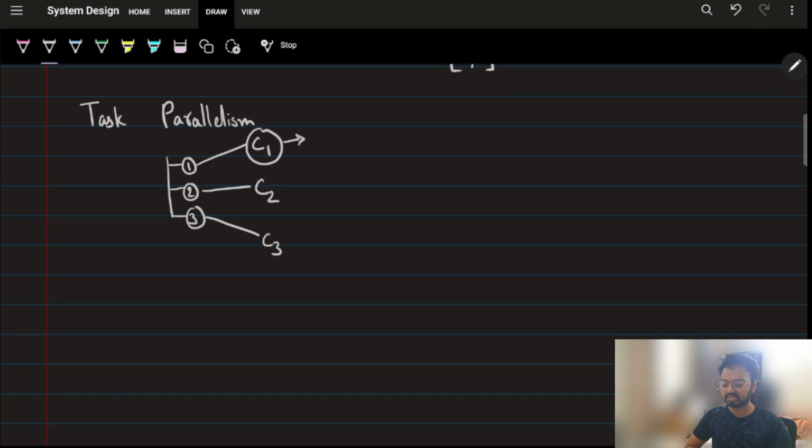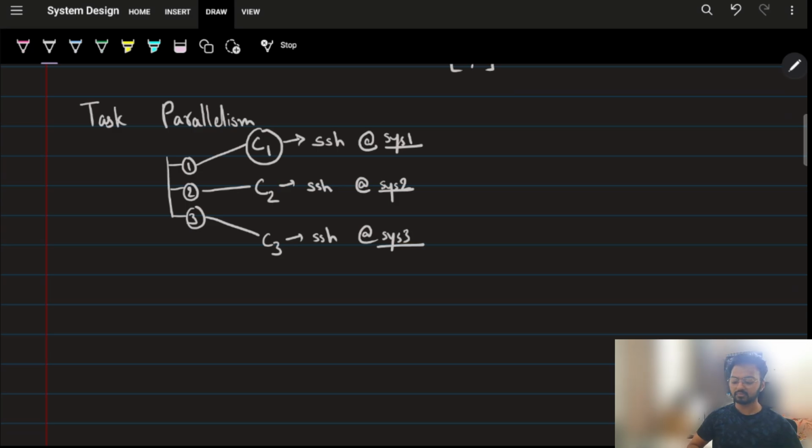So you see, there is a system. Let's say it has an SSH connection with some IP address. This is another system with another IP address. Say this is system 1, this is system 2, and you are doing this over system 3. This is the classic example of task parallelism, where you may have a web server handling several user requests at the same time, where each request is processed by a different thread or a different machine on its own. So you may have a website design.